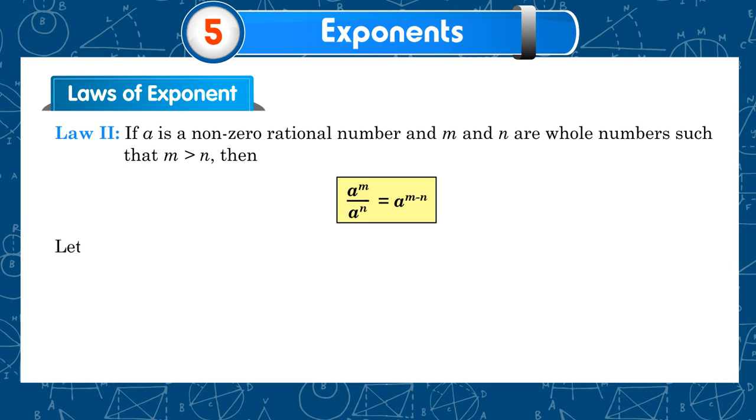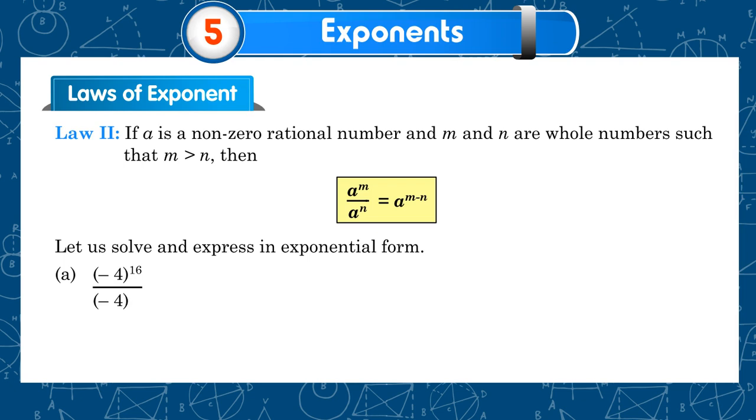Let us solve and express in exponential form. A. Minus 4 raised to the power 16 upon minus 4 raised to the power 10, as a raised to the power m upon a raised to the power n equals a raised to the power m minus n. Therefore, minus 4 raised to the power 16 upon minus 4 raised to the power 10 equals minus 4 raised to the power 16 minus 10 equals minus 4 raised to the power 6.